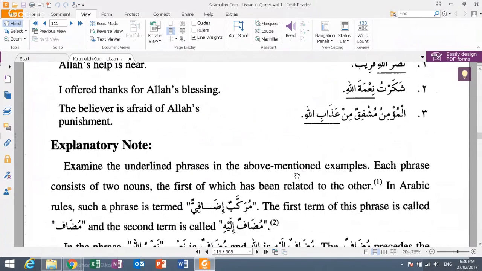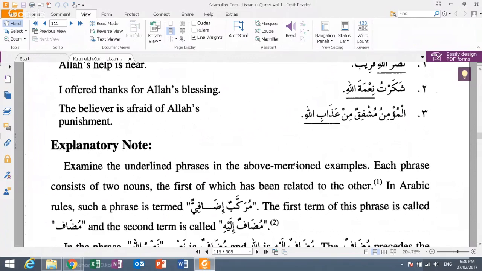One is the Murakkab Tam, the complete Murakkab, that is Jumla Ismiya. Like Zaidun, one noun, Alimun, another noun. Zaidun Alimun, this is the Murakkab. You combine two words together or two nouns together and you get a full meaning. The meaning is Zaid is an alim, or scholar. Zaidun talibun, Zaid is a student. So this is a complete sentence.